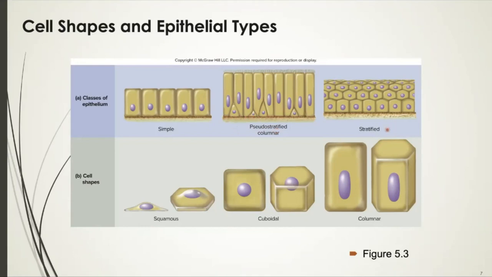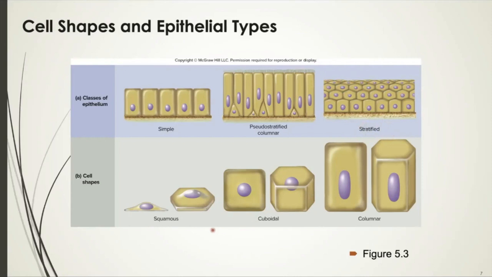So let's show the difference. This is stratified right here, where you have one layer of cells that is anchored to the basement membrane, and other layers of cells are going to stack on top of that. So this is a true stratification.